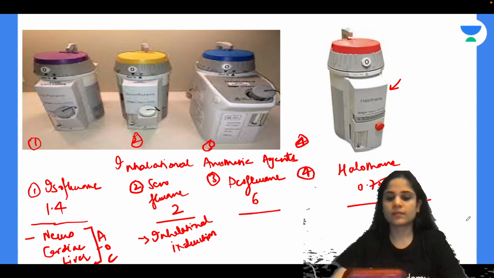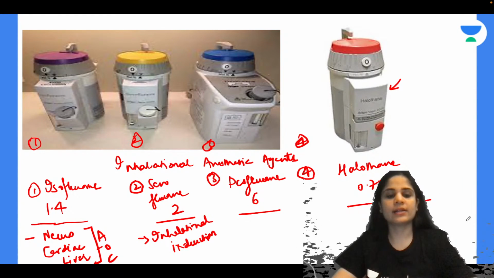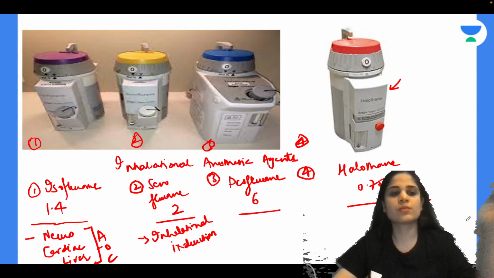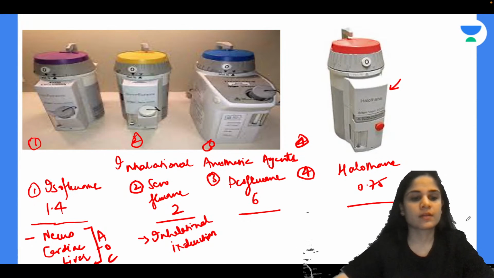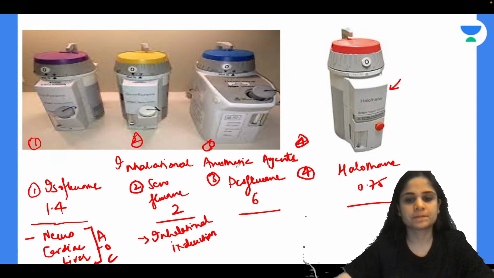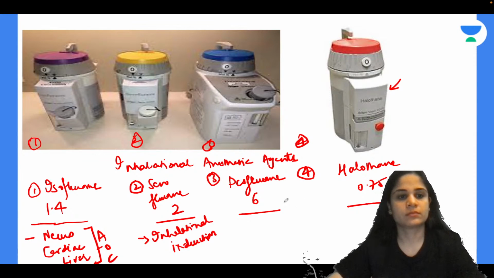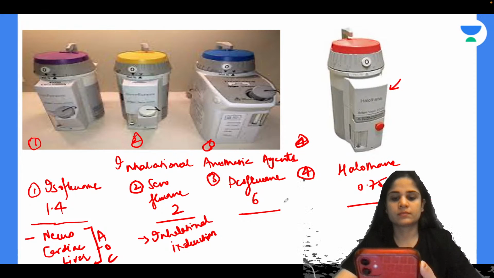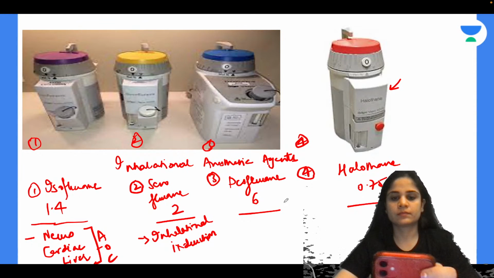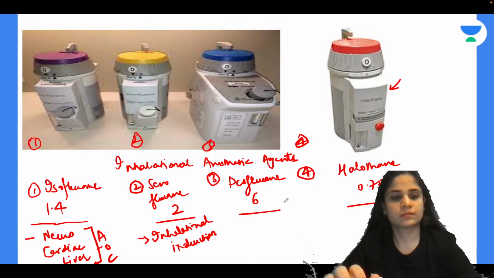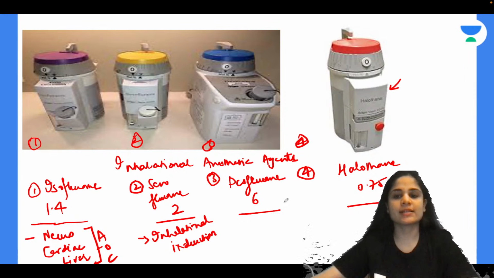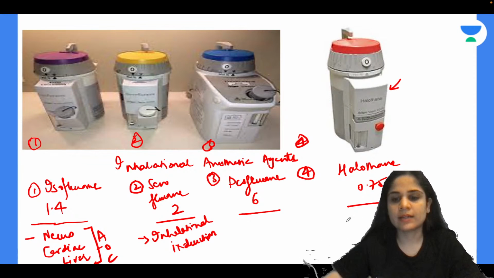Anyone? Agent that causes bradycardia, it causes autoimmune hepatitis and it causes smooth muscle relaxation. No, not sevo. Very good, excellent. So it is halothane. Okay, so halothane causes autoimmune hepatitis and that is called halothane hepatitis.